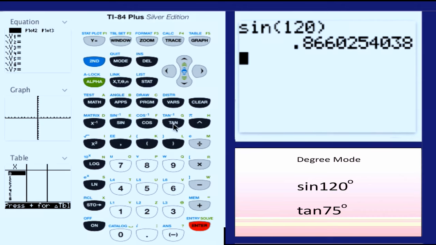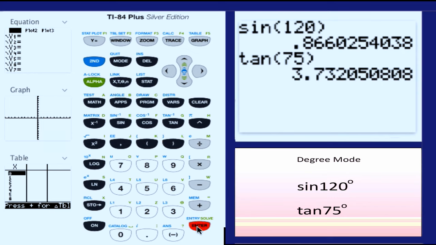So tangent button is the tan, T-A-N. So I'm going to type in tan. Then I'm going to type in 75 degrees. So I'll type in 7, 5. I want to close the parentheses. And then to find out the answer, I press the enter button. And that ratio is 3.732.